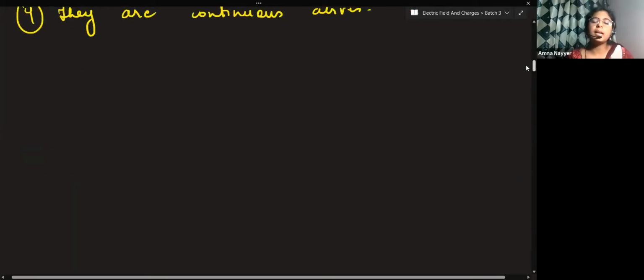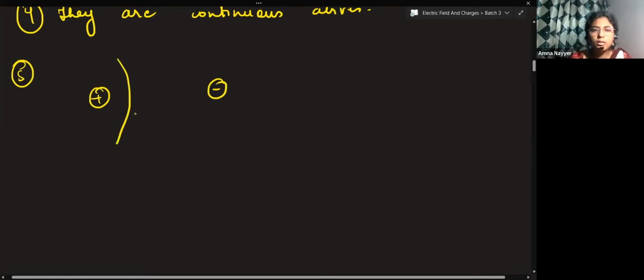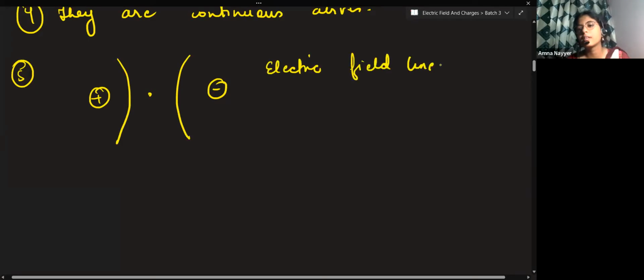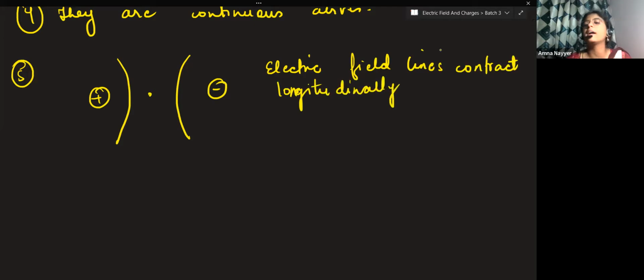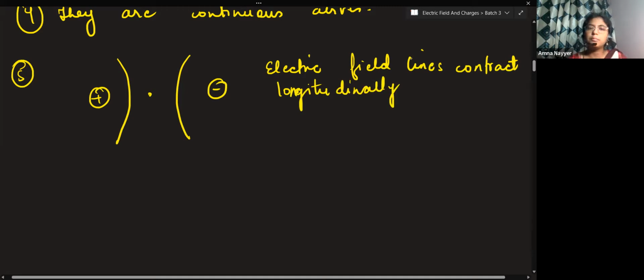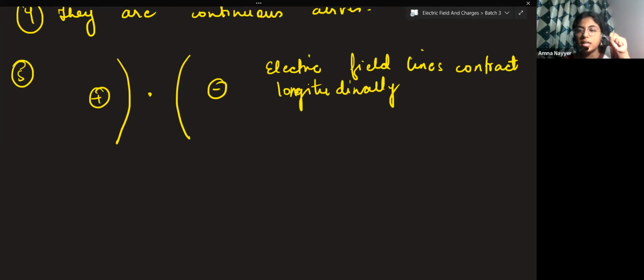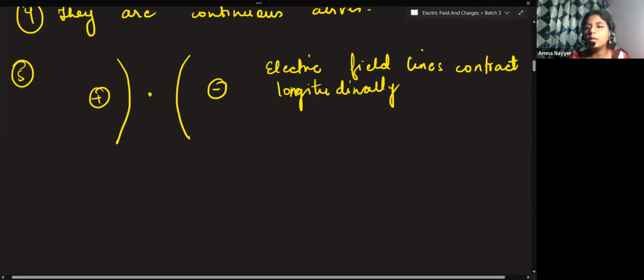Now see, if positive and negative are kept together the way I have shown you, what does it show? If two unlike charges are kept together, positive and negative, there's a neutral point that will lie. This shows that they attract, the attraction property is shown, which you are asking, Fahad. So electric field lines contract longitudinally. Contract longitudinally means they appear to attract each other. The reason is that positive charges move the electric field lines away from them, and negative charges attract the electric field lines towards them. They terminate on it.